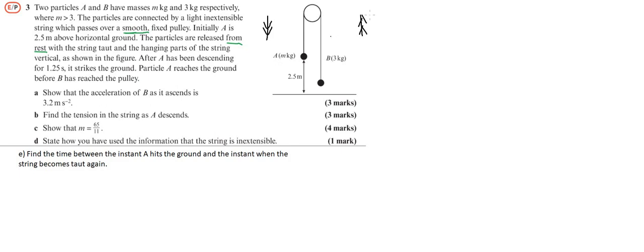Right, okay, so let's go through our SUVAT. What information do we have? Okay, so we know that it's 2.5 meters above ground, so we know that basically A will go down by 2.5 meters, therefore B will go up by 2.5 meters. We know u is 0 because it starts at rest. We know the time because it takes 1.25 seconds to hit the ground. And we don't know what acceleration is. That's the thing we're trying to show.